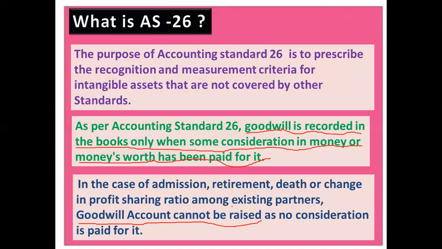At the time of admission of a new partner, retirement of a partner, death, or a change in profit sharing ratio among the existing partners, what happens? There is no consideration paid in cash or kind. Only the gaining partner is compensating the sacrificing partner. We are passing only one single adjustment entry between the gaining partner and the sacrificing partner. But there is no cash payment and no asset given for the goodwill. So the goodwill will not be recorded by the name of goodwill. It will be recorded by passing the adjustment entry. These concepts will be clear to you when we do the numericals.